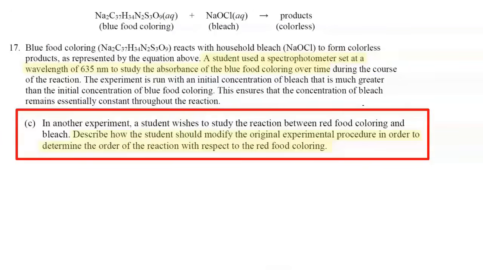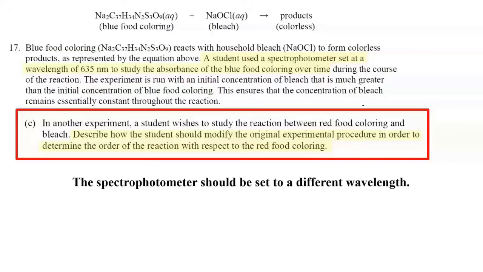So describe how the student should modify the original experimental procedure to determine the order of the reaction with respect to the red food coloring. Well, the spectrophotometer should be changed to a different wavelength. You don't have to specify what that wavelength is, but just that would be the modification.